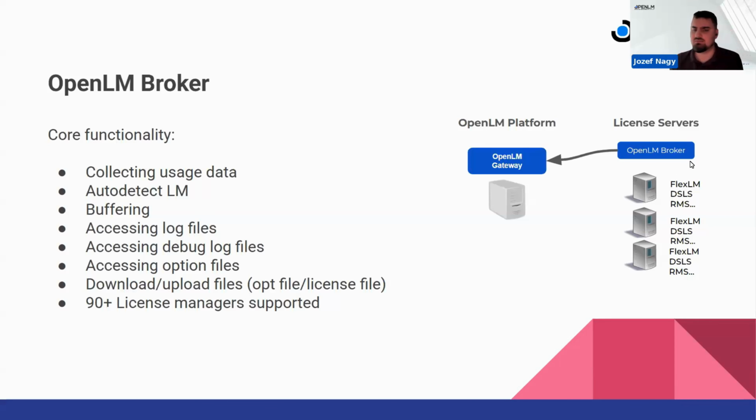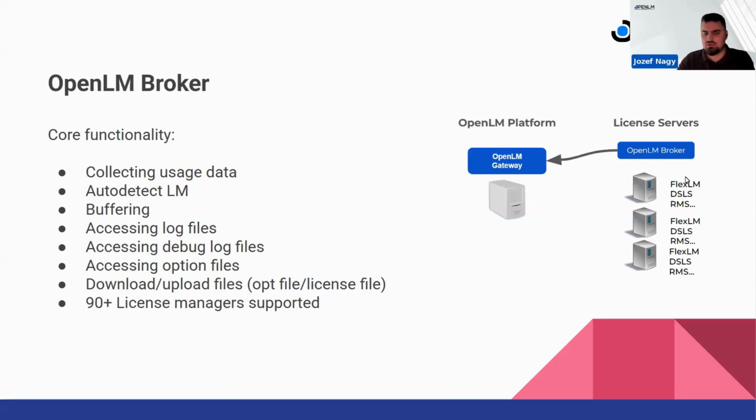OpenLM Broker can also access various license files. For example, it can access debug log files. In the case of FlexLM, from the debug log files we get information like denials. It can also access option files. You can get information from the option files, for example about groups and reservations, into OpenLM, but the OpenLM platform can also edit the option files through the broker. So you don't need to access the license servers directly or change the text files. You can do it from our platform in our web UI.